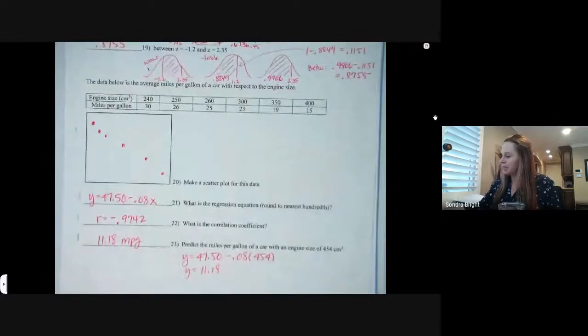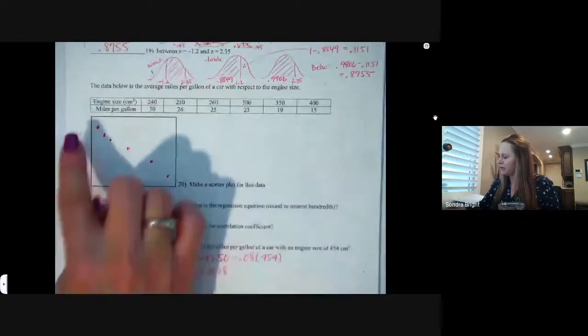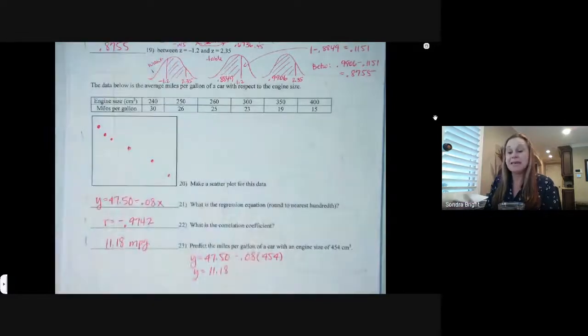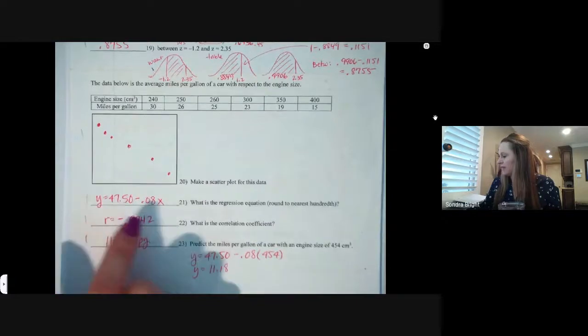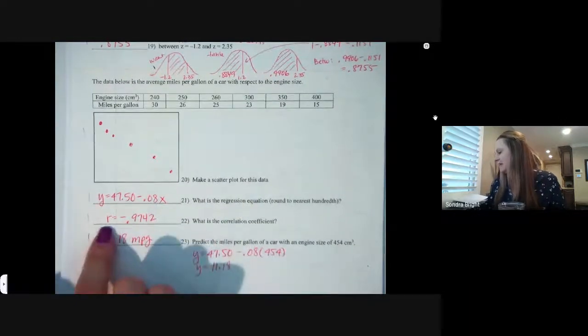For the scatter plot, I just put it in my calculator, put in each of these values, and if you hit zoom stat, it'll put it in a nice, perfect little window, and you don't have to figure out what your window should be. Which one is zoom stat? Zoom 9. If you hit zoom and then number 9, it'll put your data scatter plot perfectly in the window. And then for the regression equation, running that on the graphing calculator, I got y equals 47.50 minus 0.08x. And what's the correlation coefficient? It would be negative 0.9742.